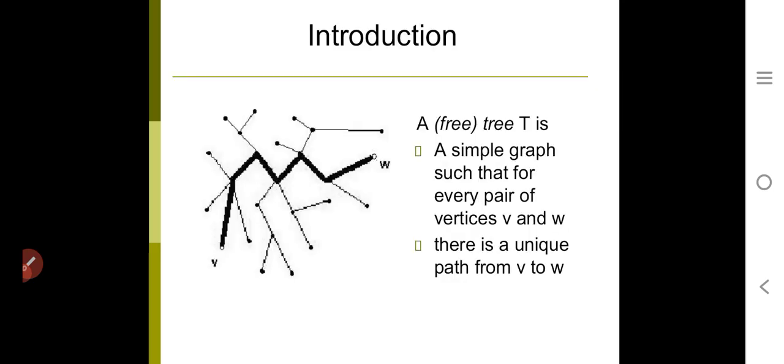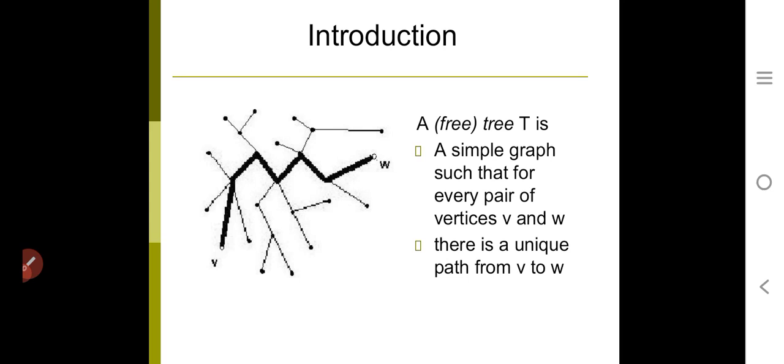Today we discuss the topic: basics of tree and spanning tree. This topic belongs to the subject graph theory, and this is for third BSc Mathematics. First, we have to know the basics of a graph. A graph contains a number of vertices and a number of edges.